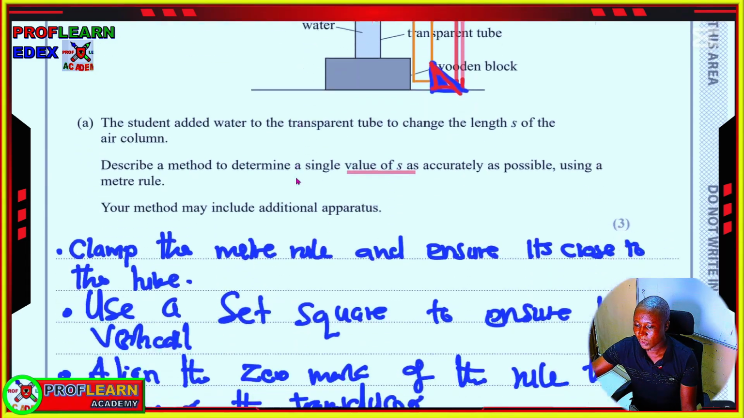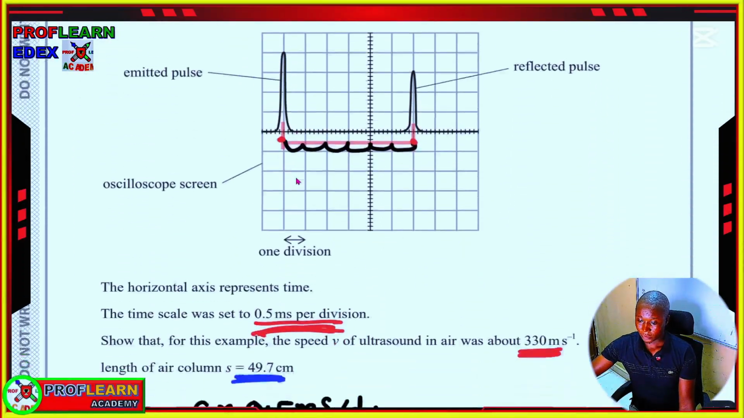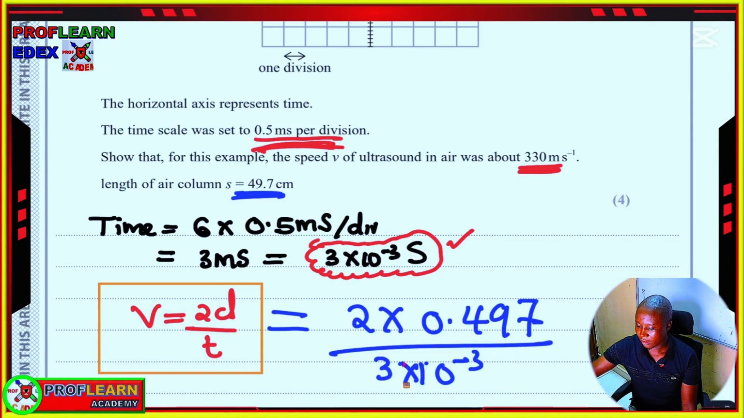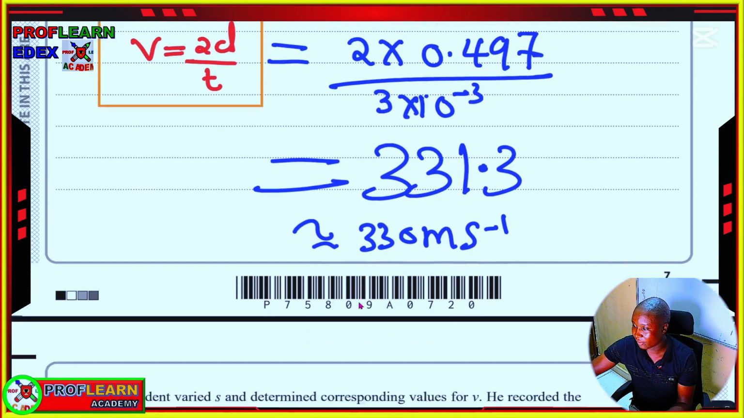Then for us to work out speed, we are going to say what? We are going to say that speed is twice the distance over the time taken in this case. And if you work it out, you are going to get your answer as 331.3, which is approximately 330 as it was given at that given point.